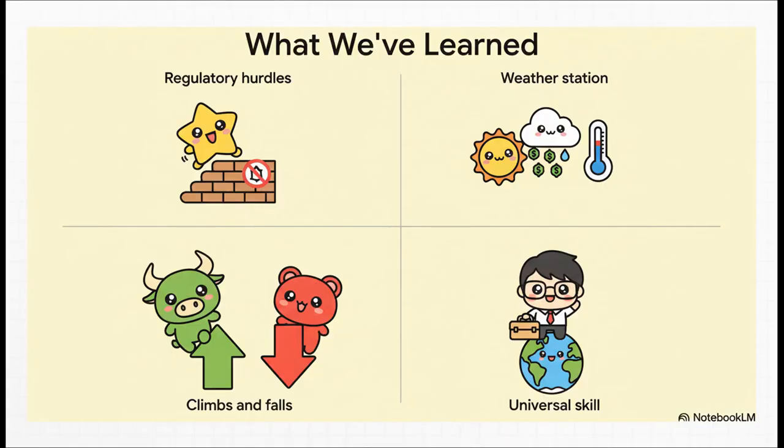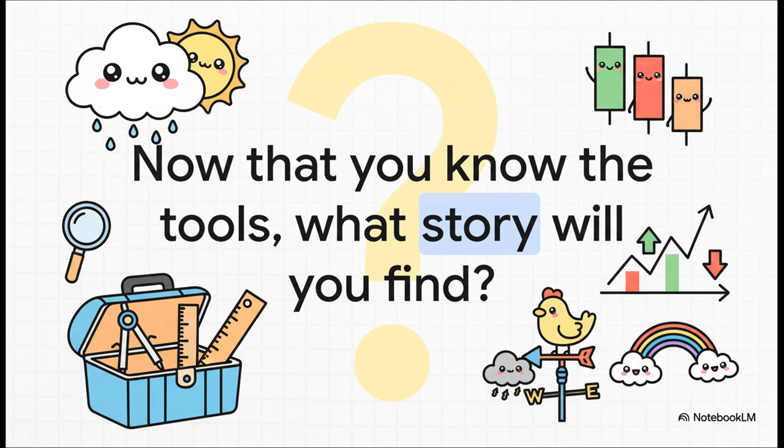We saw how a regulatory hurdle can actually open up new doors you didn't expect. We learned how to use a financial weather station with tools like bias tables to forecast where the market might go. We use these tools to understand both a huge climb and a really steep fall. And most importantly, we've seen that learning to read charts is an incredibly powerful, portable skill that works anywhere in the world. We've given you a peek inside the analyst's toolkit, and we've shown you how to read the market's weather, whether it's forecasting a storm or a beautiful sunny day.